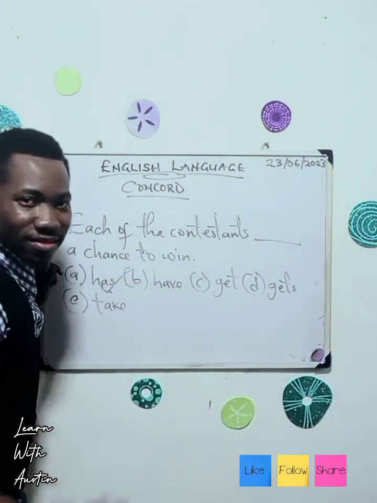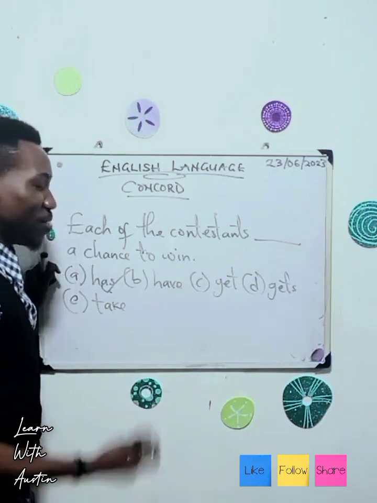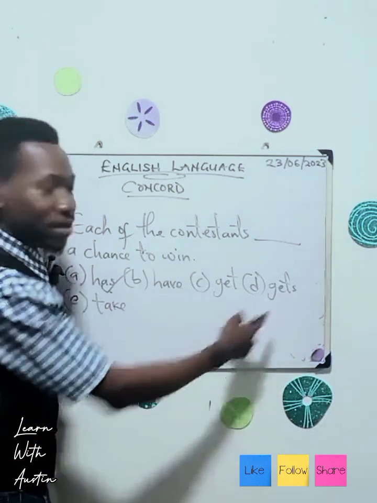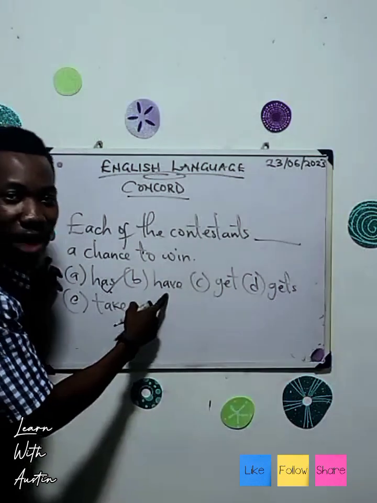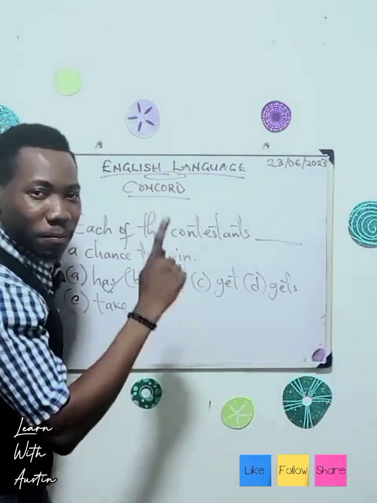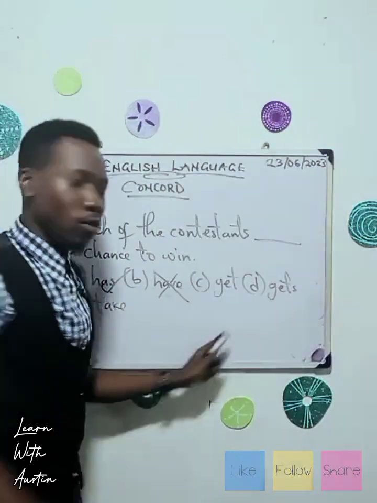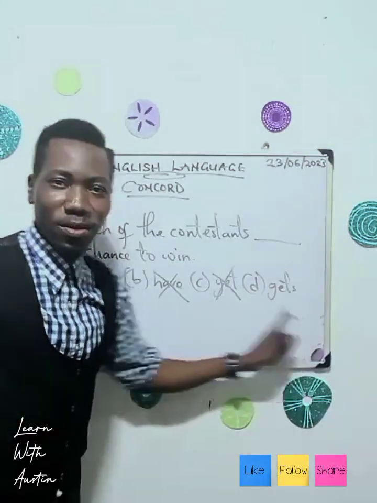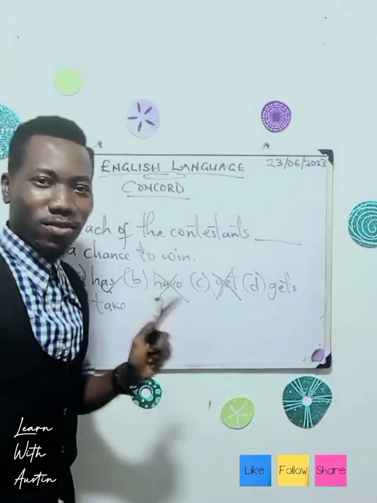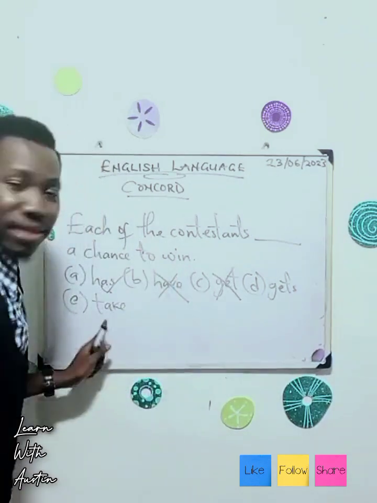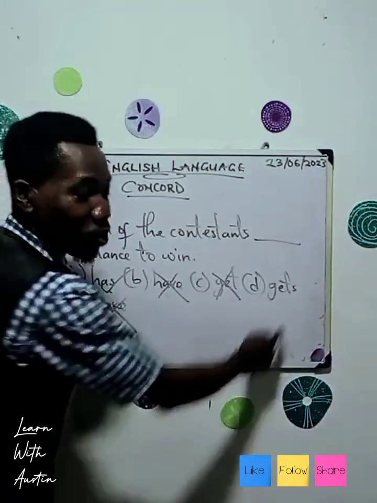Each of them has a chance to win. B, have, plural. No, one person, no. This is wrong, so this is out. Get is singular. Each of them gets a chance to win. It's correct. Take, out. So these two will be correct.